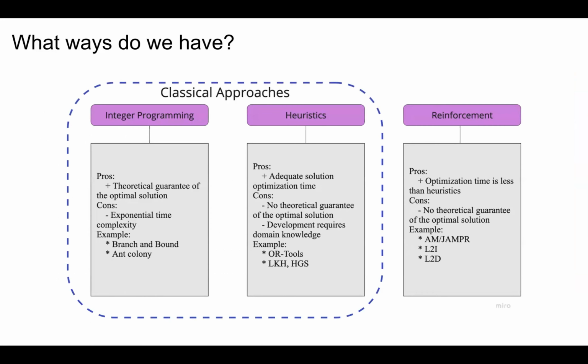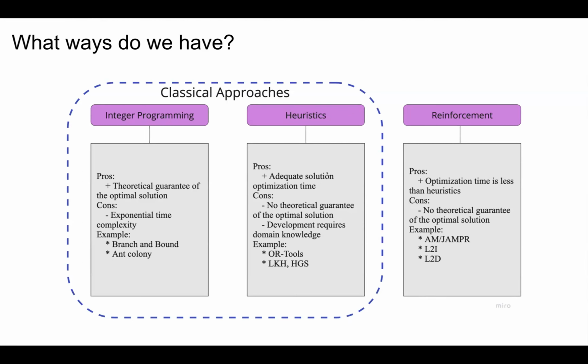Today, we have three main approaches to solve this problem. Two of them belong to the classical ones. First of all is integer programming. Here we have a theoretical guarantee of an optimal solution, but of course we have exponential time complexity. So it follows that we can't use it on large sizes, because it leads to unlimited time to solve the problem.